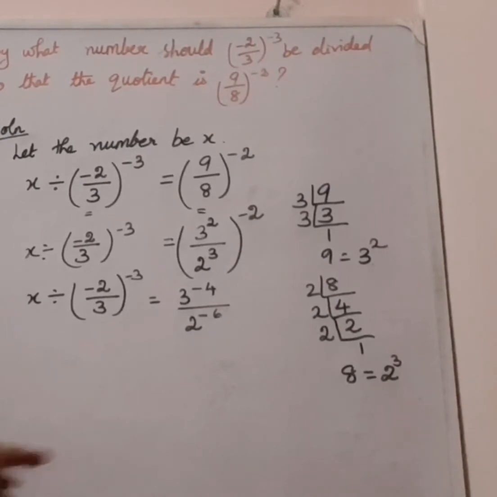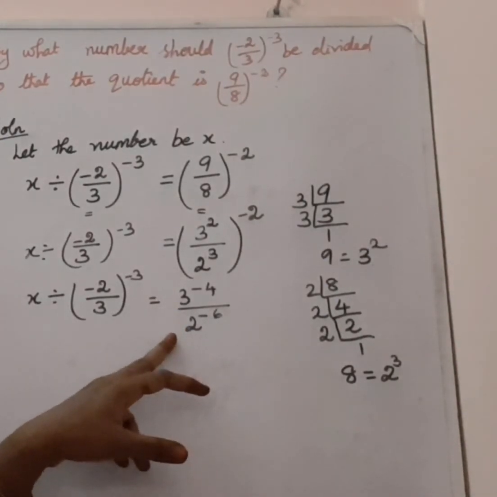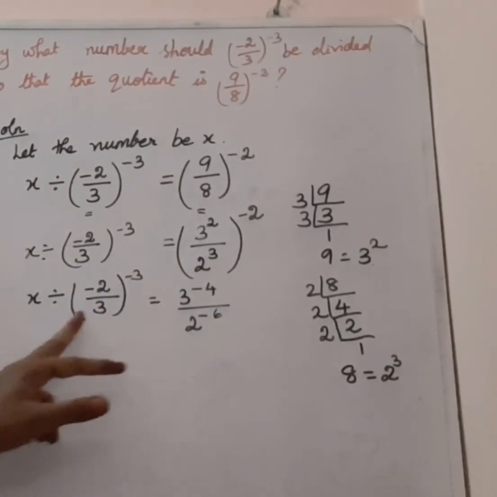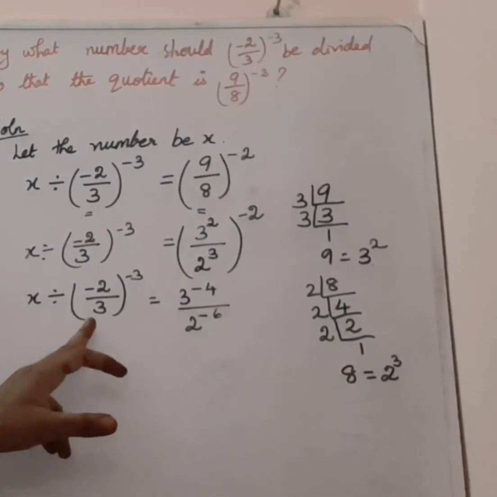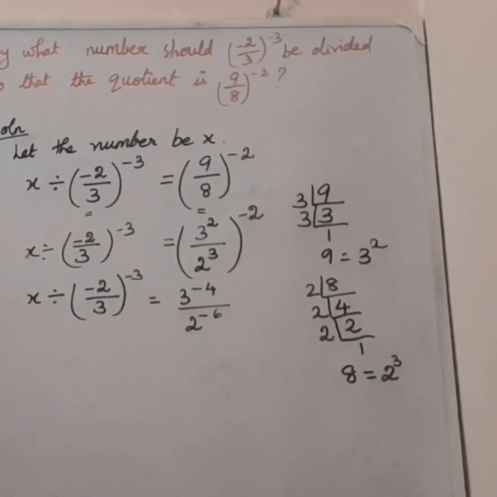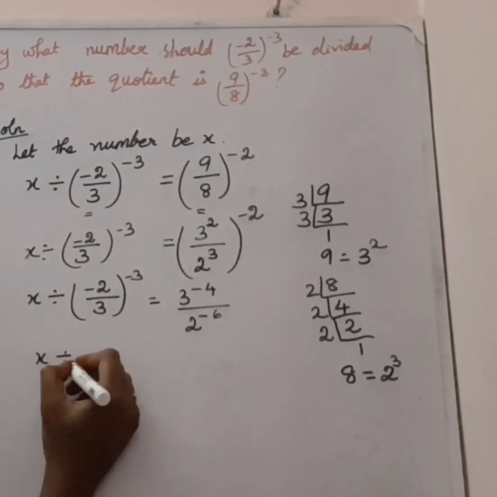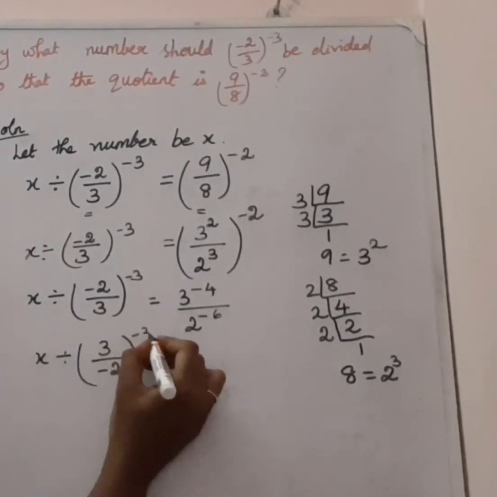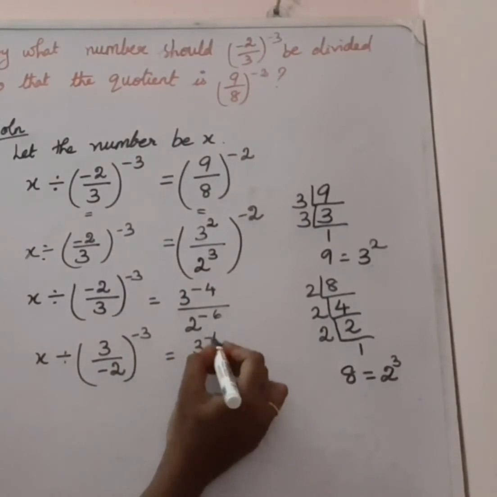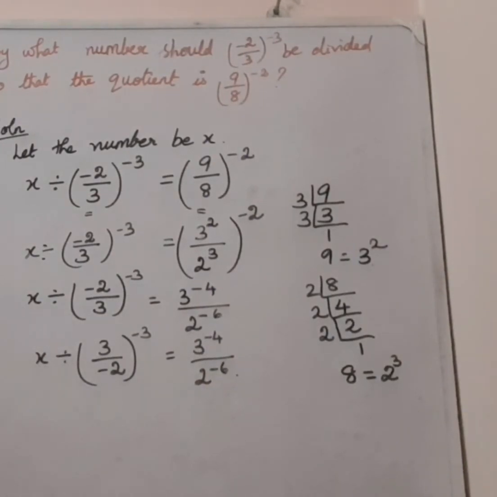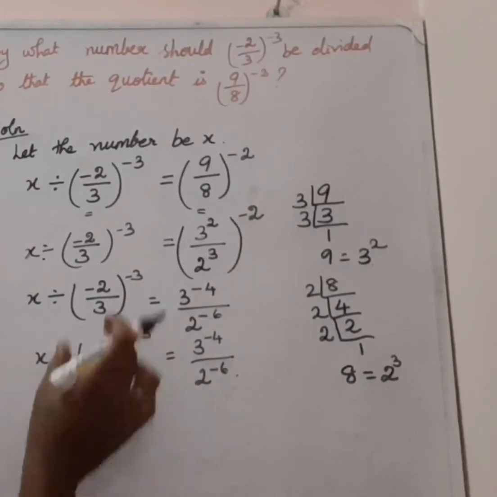Now, see here, the bases are different over here. So, if we take a reciprocal, we get the same base. Otherwise, we take a reciprocal here, whether here or here. We take a reciprocal on this side. So, what we get? (x divided by 3 by minus 2) the whole power minus 3 equals 3 power minus 4 divided by 2 power minus 6. Sorry, this becomes positive. Now, take this 3 by 2 to the opposite side.